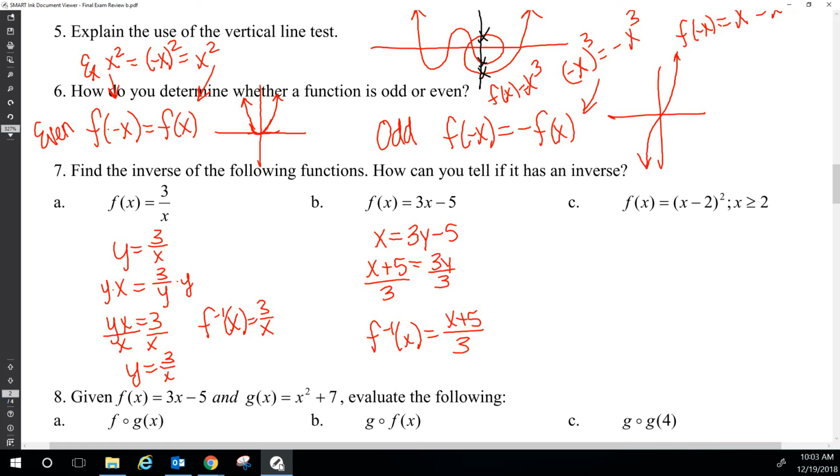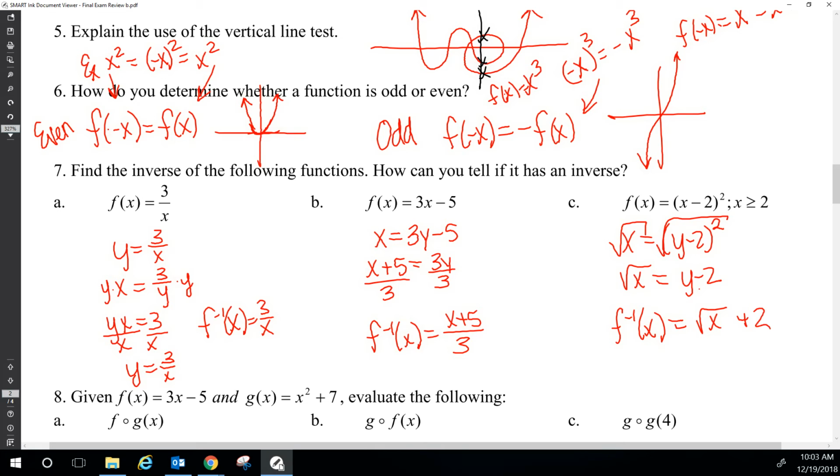And then finally, for the last one, x is equal to y minus 2 squared. Take the square root of both sides. And I get the square root of x is y minus 2. Add 2 to both sides, so the f inverse of x is the square root of x plus 2. It's nice they've already restricted the domain for you. Keep in mind, this is a quadratic function, so if the domain was not restricted, you could not have an inverse for it, because it wouldn't pass the horizontal line test.